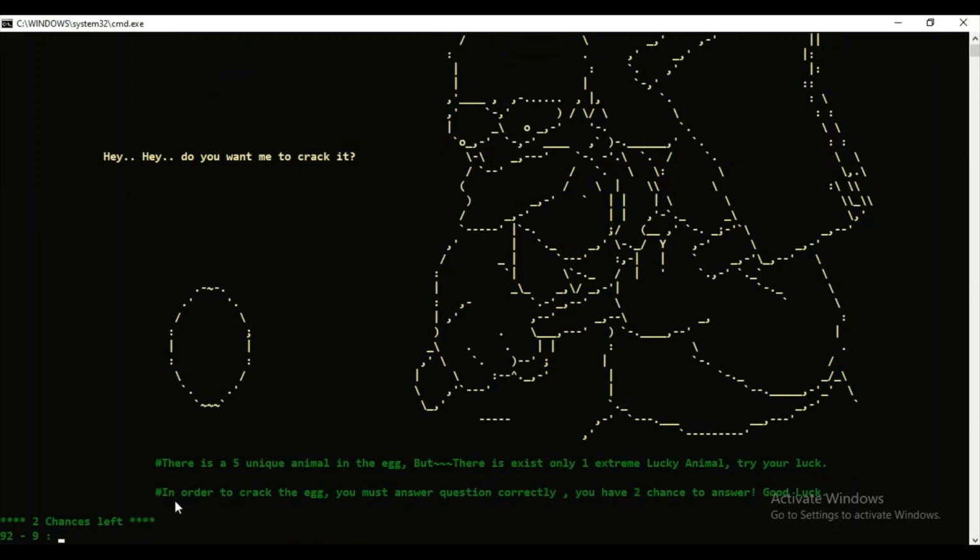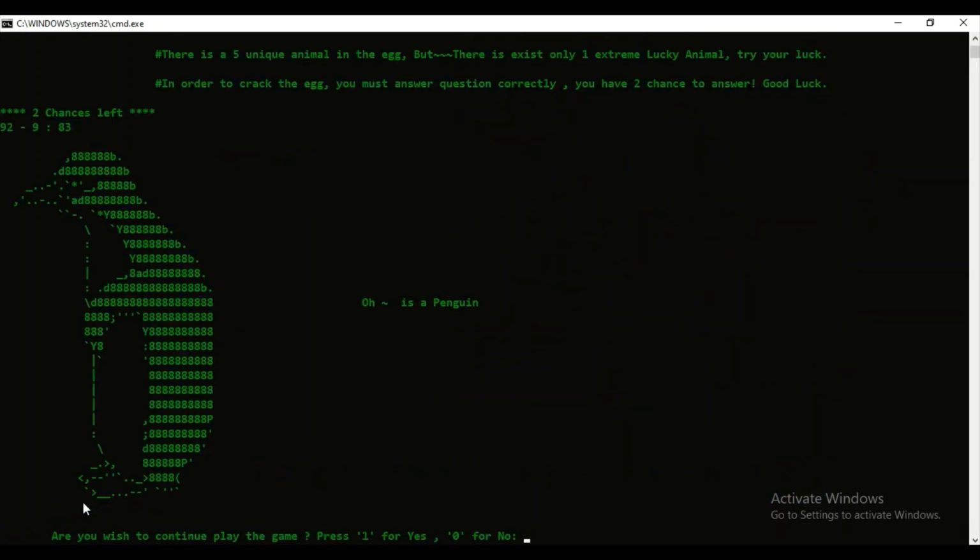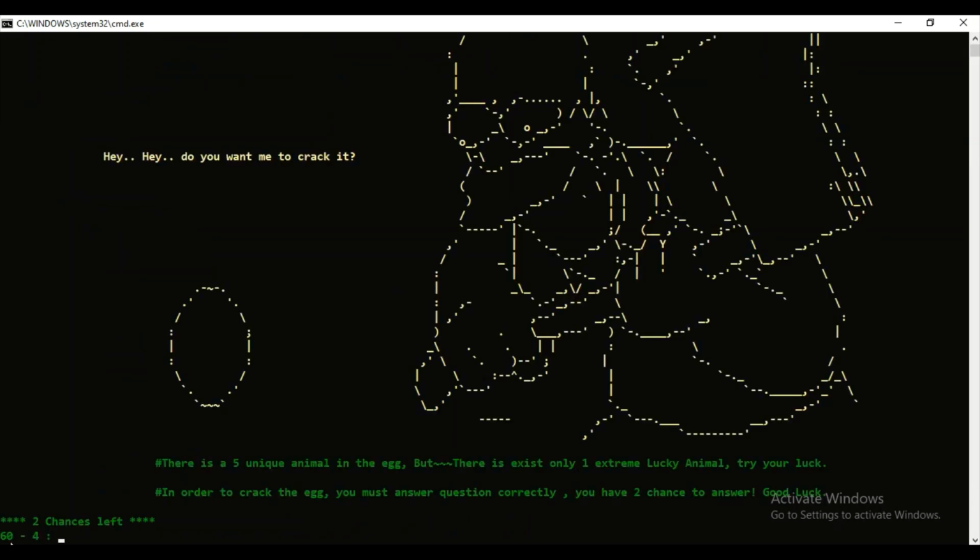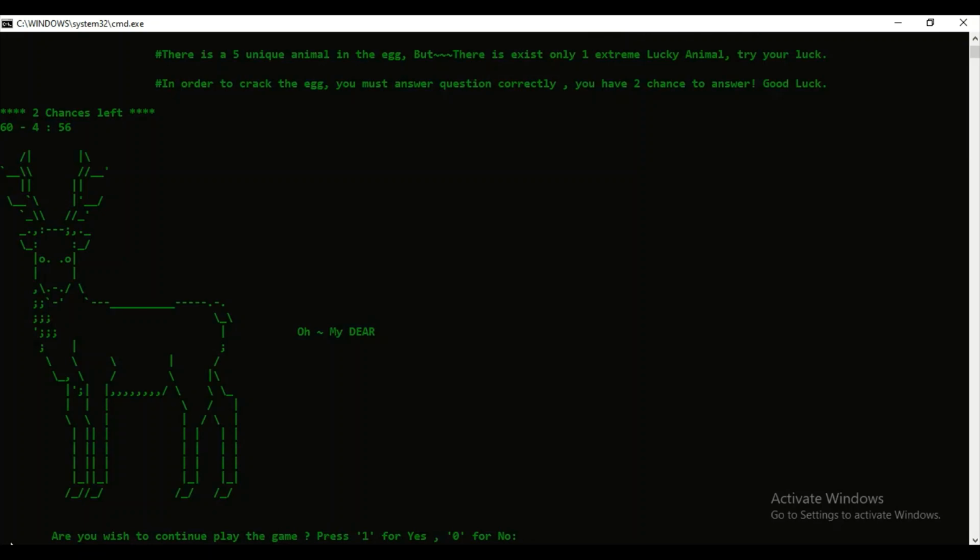We still have 2 chances left. 92 minus 9, we get the answer 83. Oh, we get penguin. Continue. Yes, I want to continue. 1. 60 minus 4. The answer is 56. Oh, we get deer. So cute.